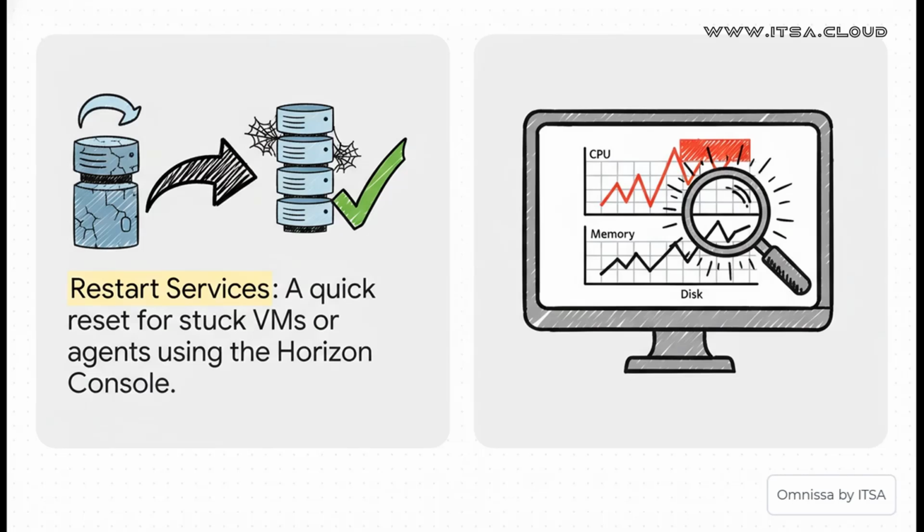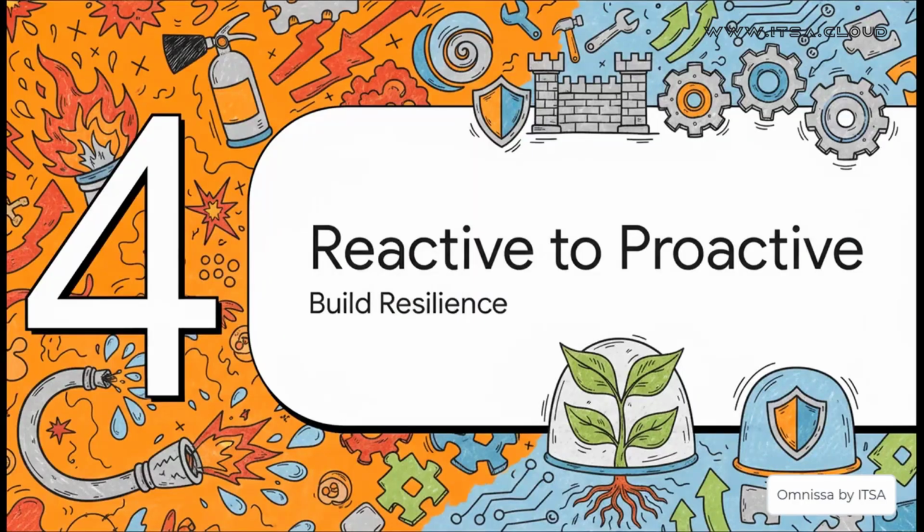Let's just zoom in on 2 of these for a second. Restarting services right from the Horizon console is your best friend. It's your go-to quick fix for a stuck agent or VM. It takes seconds, and it's surprisingly effective. And then there's actively monitoring resources. This is how you get ahead of those performance bottlenecks. It lets you actually see if CPU, memory, or disk I/O is redlining and causing all that lag your users are complaining about. Fixing today's fire is one thing, but the real win is becoming proactive. Let's talk about how to build a truly resilient environment that can handle these pressures without breaking a sweat.